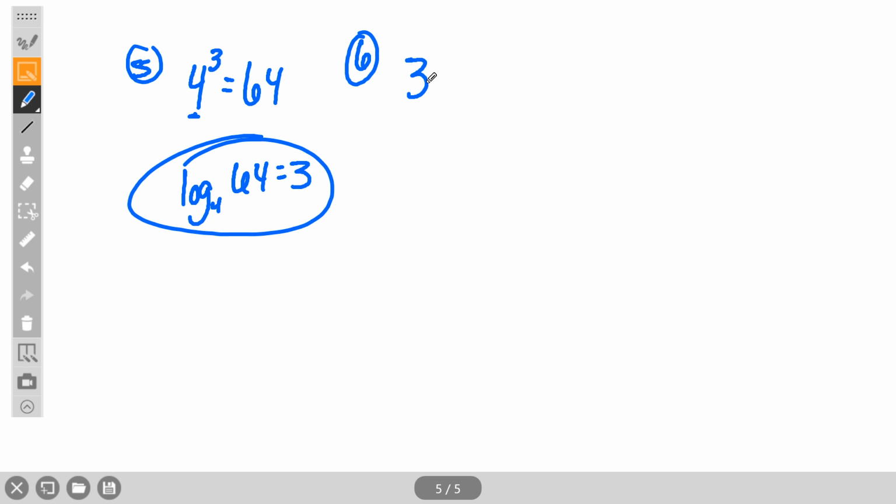Number 6, 3 to the -3 equals 1 over 27. So the base stays the same, so the base is still 3, except these two switch places, so log base 3 of 1 over 27 is equal to -3.